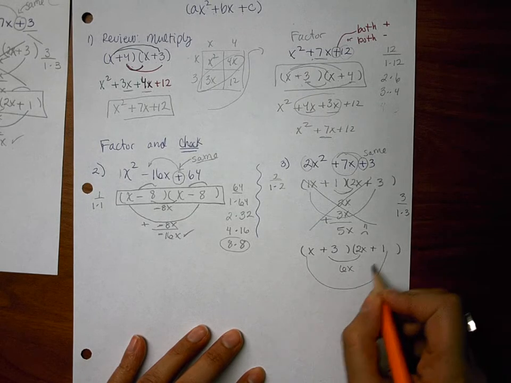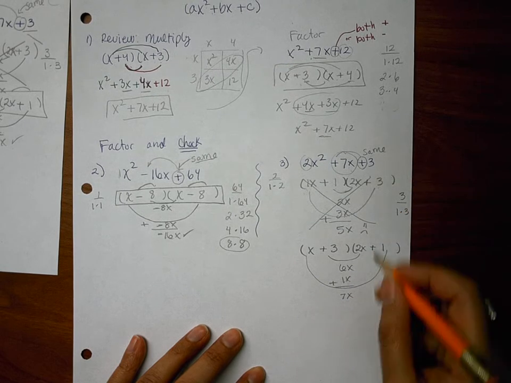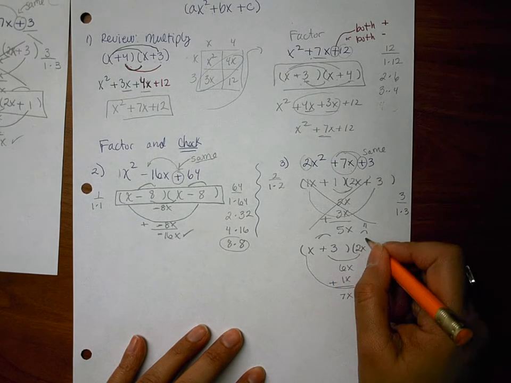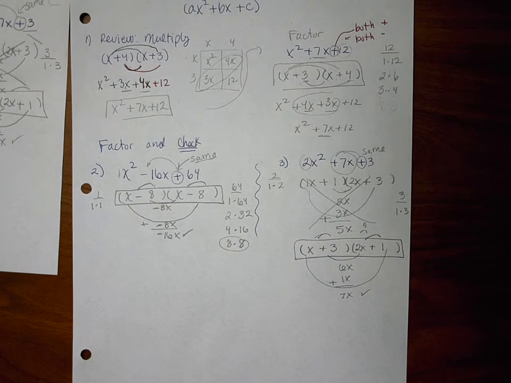Let's check. Inside is 6x. Outside is 1x. Add those together, that is 7x. Woohoo, that's what we're trying to get. We're happy, we smile, and we box in our answer.